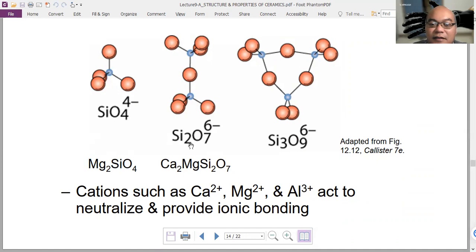In here, similarly, the 6 minus requires two calcium 2 plus, 4 plus, plus one magnesium 2 plus, so a total of 6 plus also, to balance. Or this one could bind to aluminium, Si3O9.